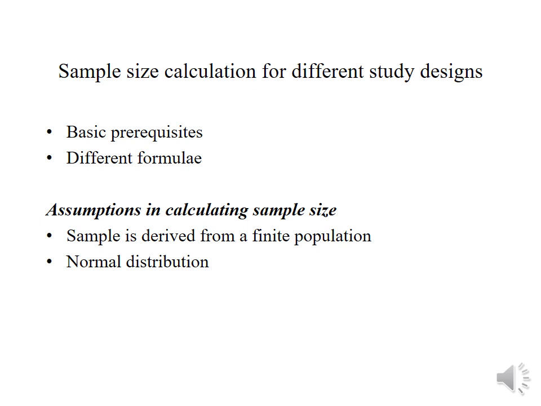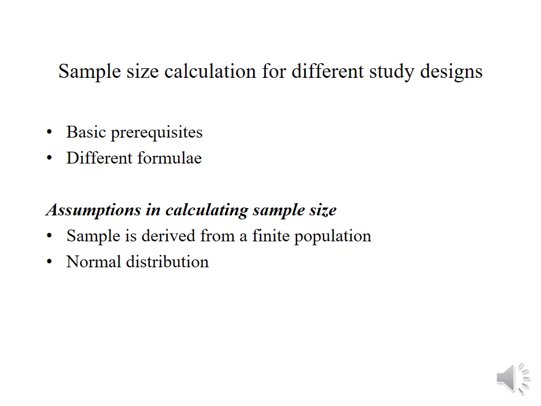So, sample size calculation for different study designs. The basic prerequisites are the same for all sample size calculations, either for cross-sectional studies, cohort studies, case control studies, or randomized control trials. So why are different formulas needed? The different formulas are needed because of the different methodologies used in designing the studies.